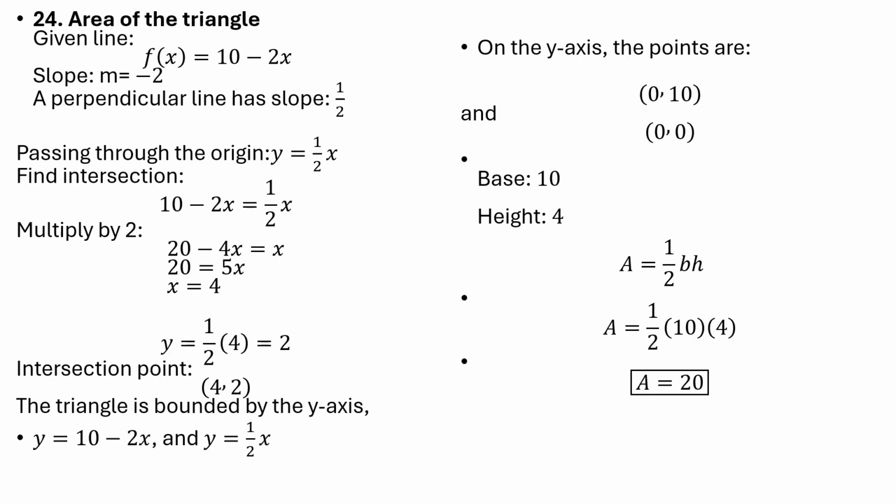The given line has slope -2. A perpendicular line has slope 1/2. Since it passes through the origin, its equation is y equals 1/2 x. Next, we find the intersection of the two lines. Solving gives x equals 4 and y equals 2.